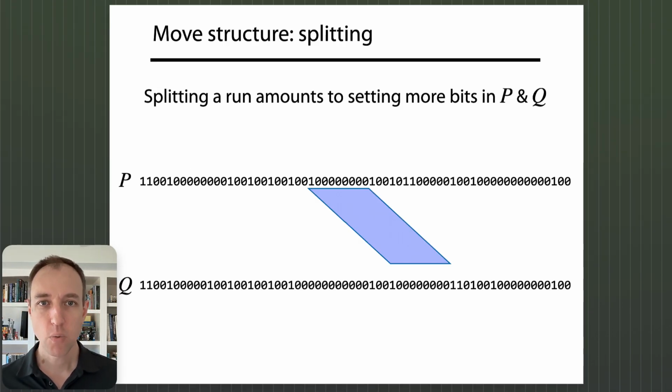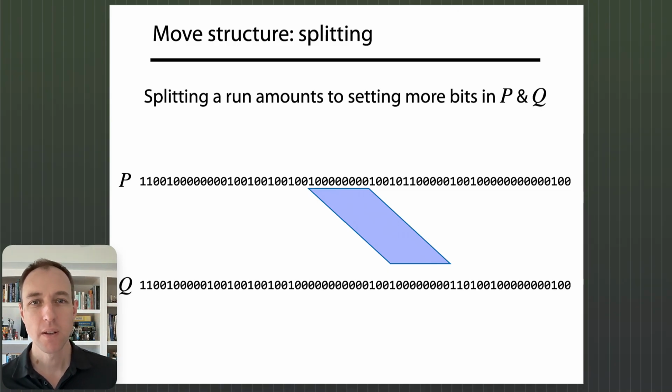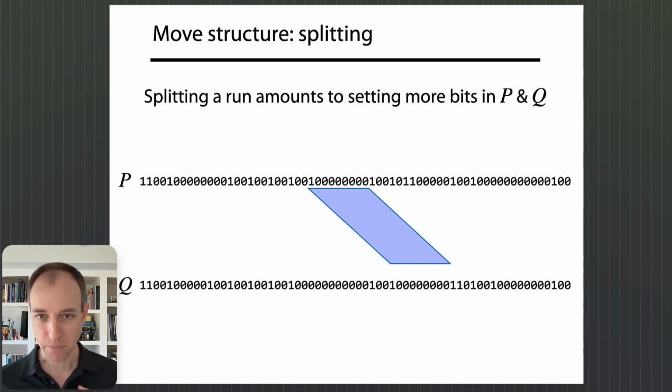Okay, so when we split a run, it's a little bit like we're taking the initial parallelogram and splitting it into 2 smaller parallelograms. The way we reflect this in the P and Q bit vectors is we have to set additional bits. Currently, the bits just reflect the heads of the runs of the parallelograms in P and then their images in Q. But in order to accomplish this splitting, we need there to be more smaller parallelograms, which means we need to set more bits in P and Q.